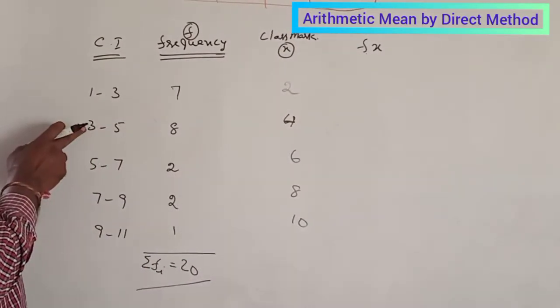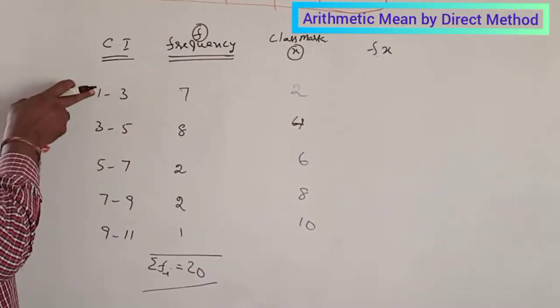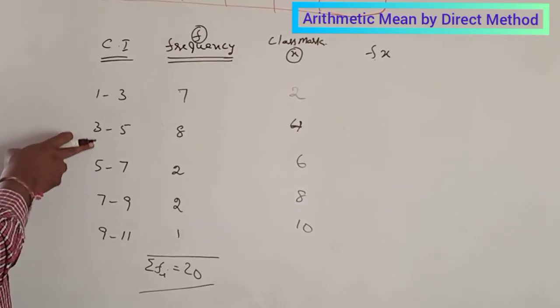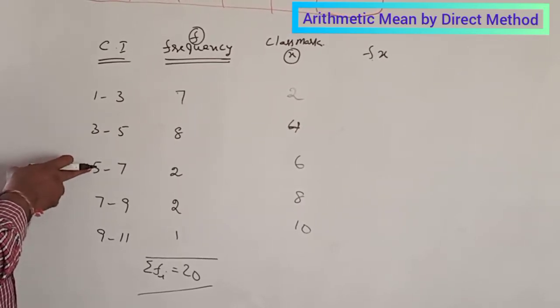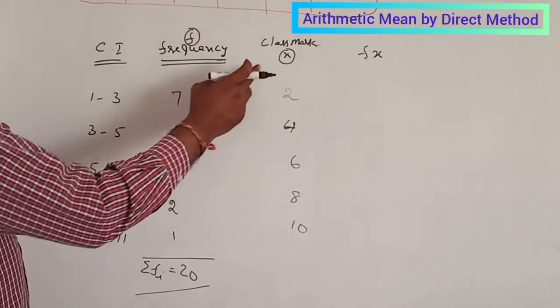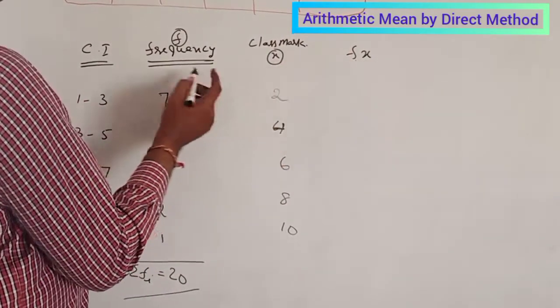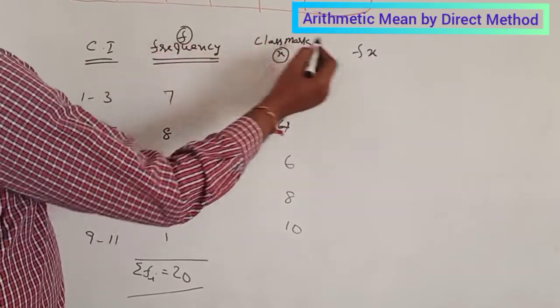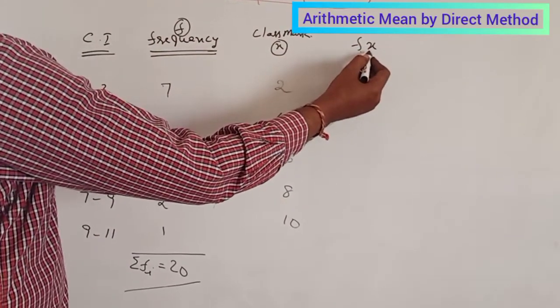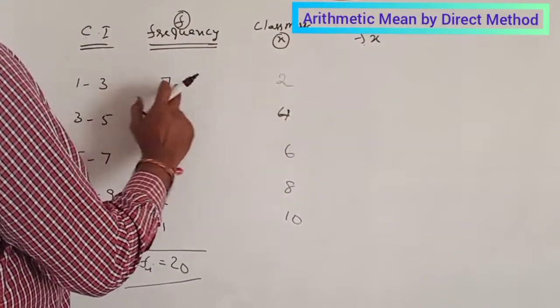Here the difference of the class interval is also 2. 3 minus 1 is 2, 5 minus 3 is 2, 7 minus 5 is 2. That is the class size or class interval. Here the class mark difference is also 2. And fx: frequency is denoted by f, and x is the class mark. So multiply the f and x columns.